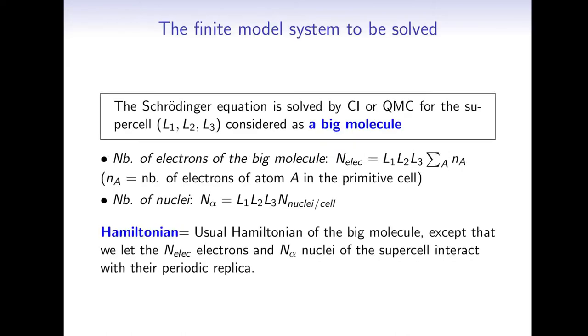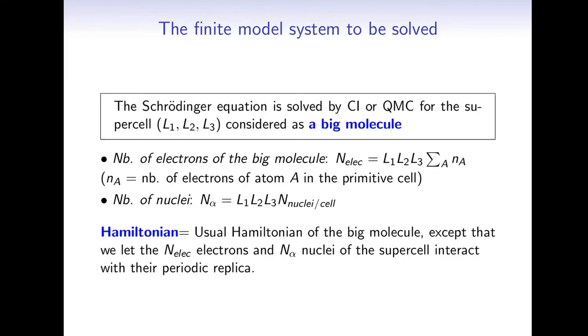So now, what is the problem we have to solve? We have to solve the Schrödinger equation using any of your methods, coupled cluster, CI, QMC, CASSCF, never mind, for a supercell L1, L2, L3. And you have to realize that this is just a molecule for the moment, just a big molecule. You have a number of electrons, which is finite, which is the number of electrons of each primitive cell times the number of primitive cells. We have a number of nuclei also, which is the product of the number of primitive cells and the number of nuclei per unit. And you have a Hamiltonian.